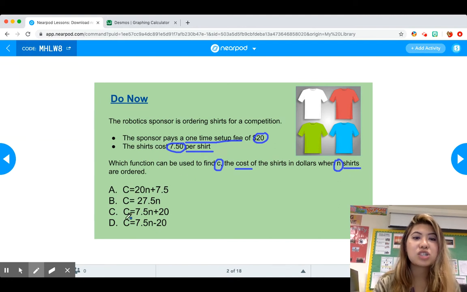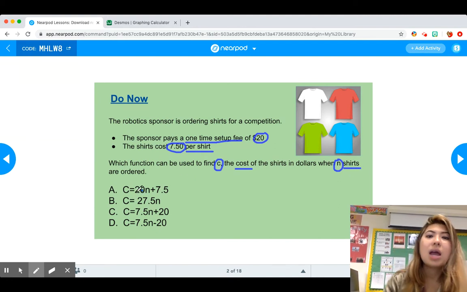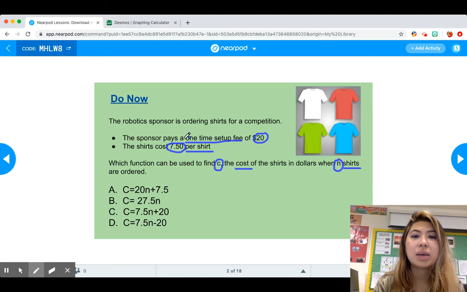So we know that our equation is going to be C is equal to something, right? And so the key word is one-time startup fee or just one-time fee. That tells you that that number is probably going to be the y-intercept. So we're going to look for something that has plus 20 or 20 plus. So we're going to cross out answer choice A, answer choice B, and answer choice C and D both have 20. One of them is plus 20, the other one is minus 20.